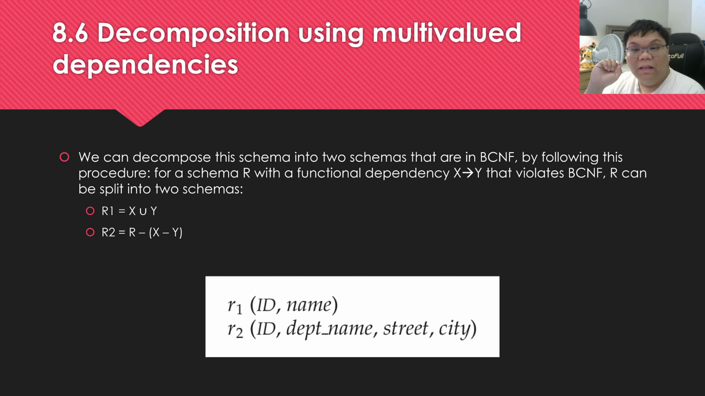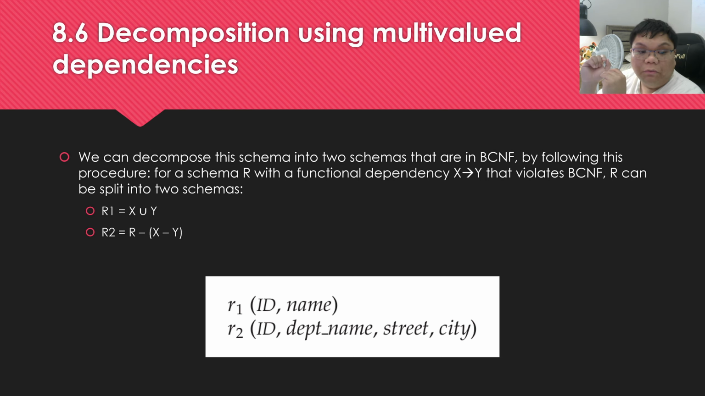However, there's still a problem with this schema. Well, the first schema is perfectly fine because ID is enough information to uniquely identify each instructor's name. Even if it's possible that two different unrelated instructors could have the same name, we can fall back to the instructor ID to figure out who's who.